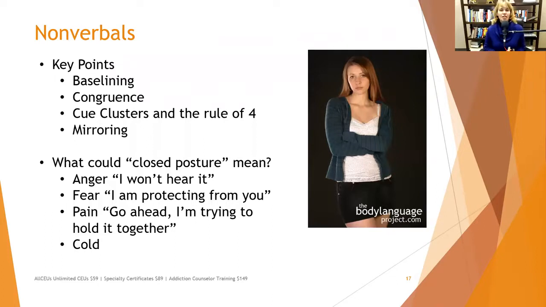Cue clusters and the rule of 4. You want to look for 4 different cues that something's going on. If somebody is unhappy about something, if they just look kind of down, they could be tired. Maybe they don't feel well. So you don't want to go just by necessarily their facial expression. You want to look at the rest of their body language. Have at least 4 cues before you start drawing a conclusion that they're angry or they're anxious or whatever.